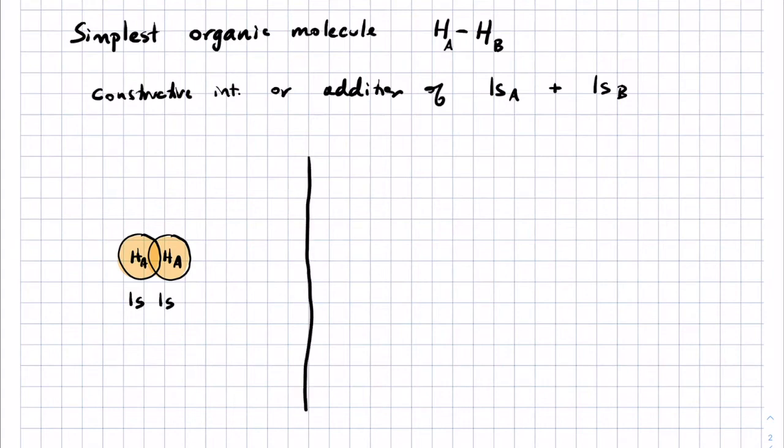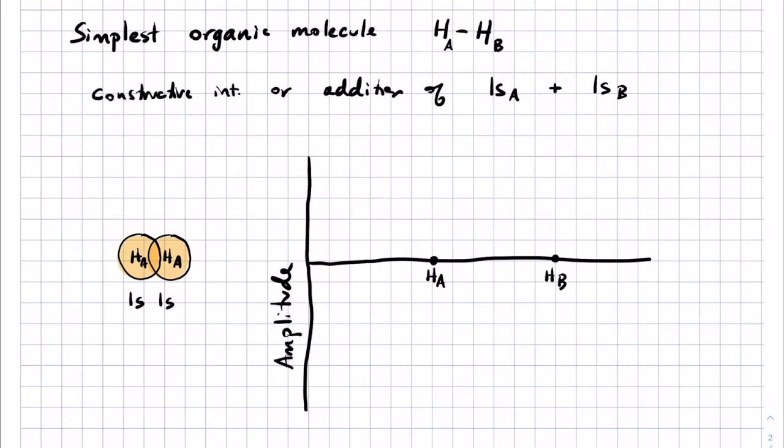I'm going to have a graph here where the y-axis is amplitude, and the x-axis is some distance. At this point, we're going to have the hydrogen atom A, and at this point, we're going to have the hydrogen atom B. And basically, we are scanning along this distance, outside the space between the two nuclei, in this space here, and then beyond, and we're measuring the amplitude of the wave function at those positions.